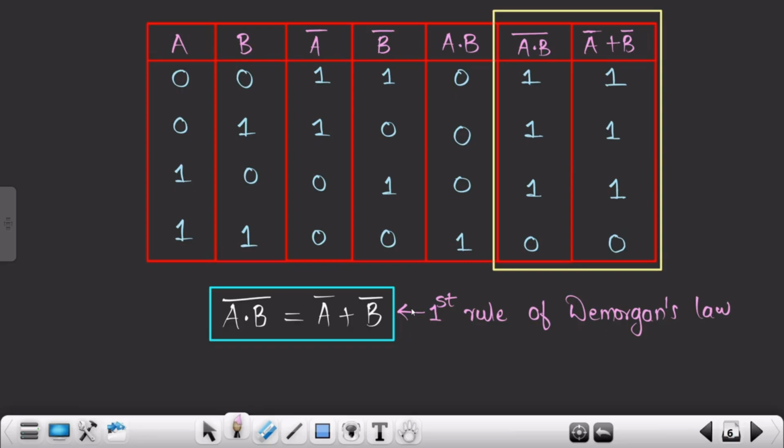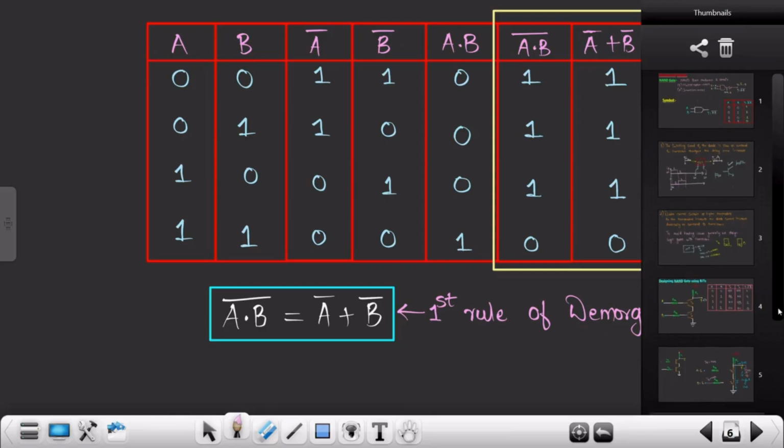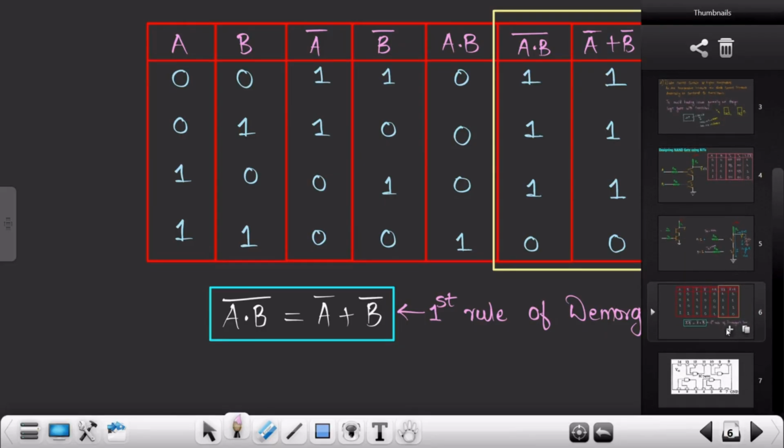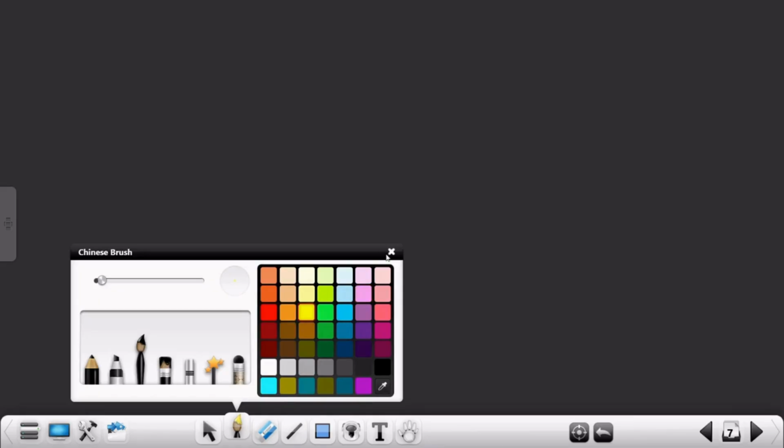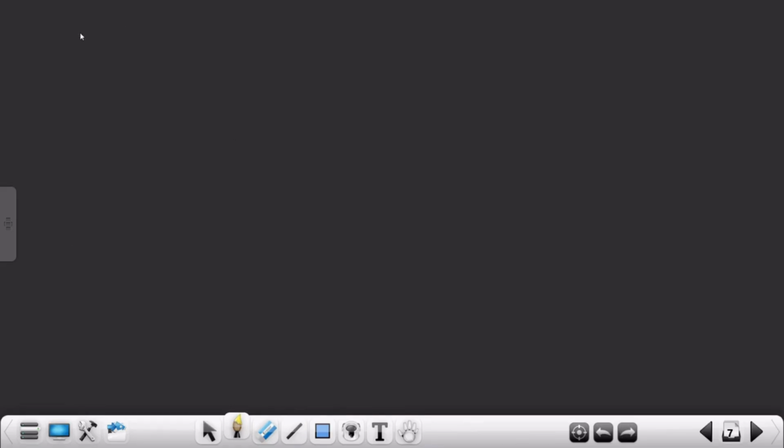But this is the first rule of DeMorgan's law, wherein we can convert the NAND gate into an OR gate just by connecting one NOT gate to both of these inputs, right? I hope you're getting my point. So just a second, let me add one more page over here. Yeah, so what we were doing traditionally was this. In case of a NAND gate, let's suppose this is your NAND gate.